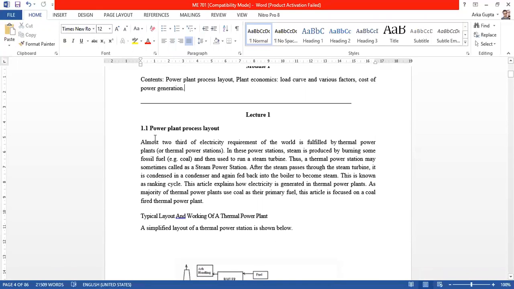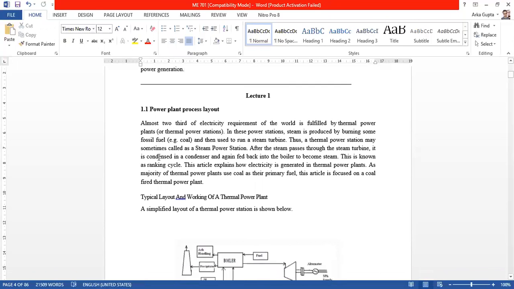Firstly, we have to know the power plant layout. What are the parts of a power plant? Well, we know that in our country, almost two-thirds of electricity requirement is fulfilled by thermal power plants. Why are they called thermal? Because thermal means heat, and heat is being added to generate the steam and to run the turbine.